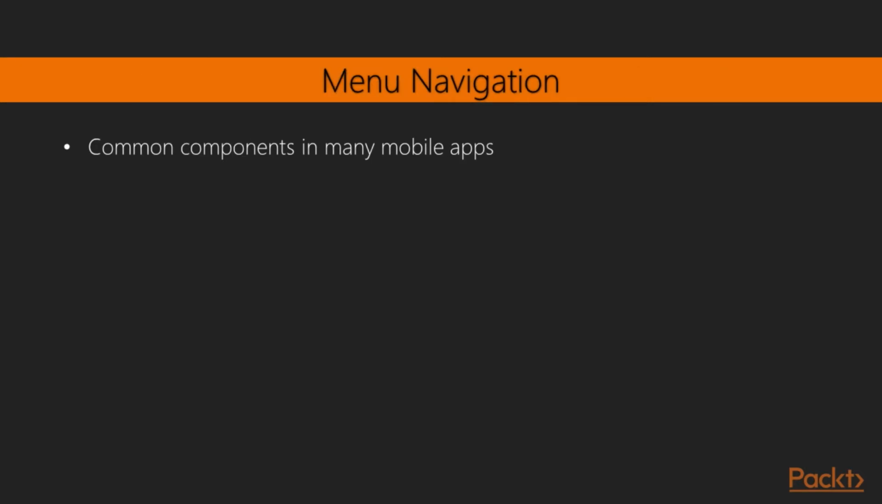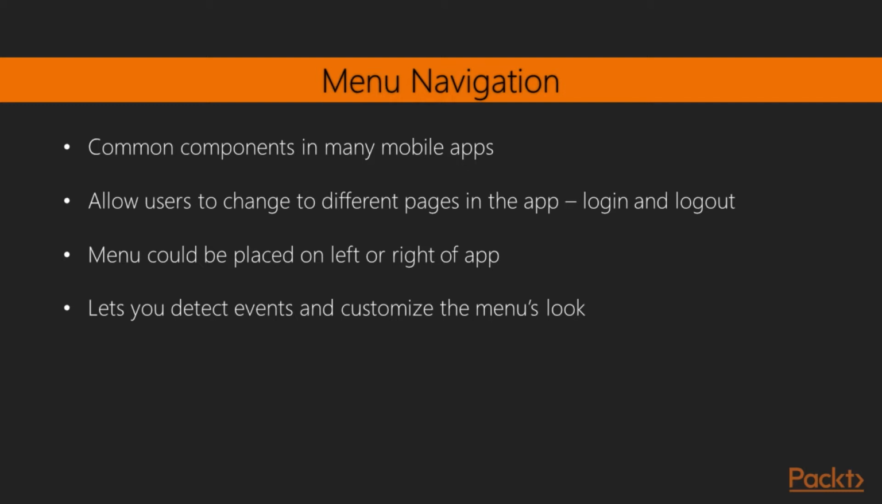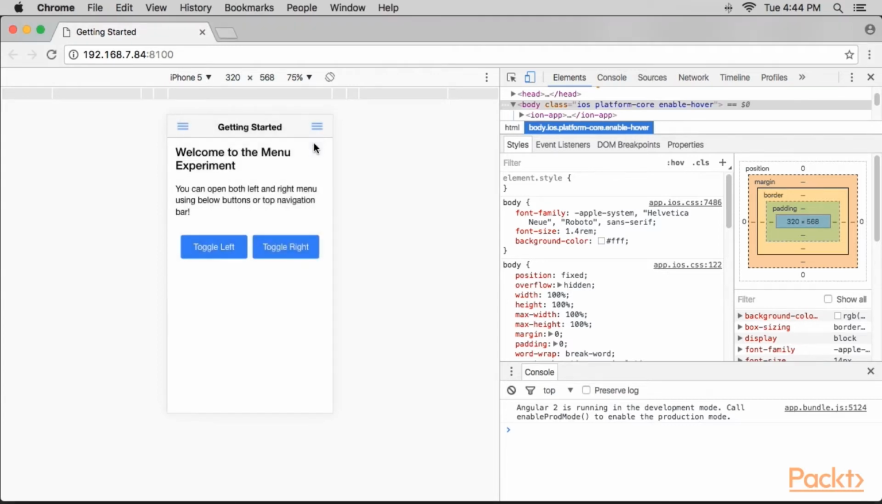Menu navigation is a very common component in many mobile apps. You can use menu to allow users to change to different pages in the app, including log in and log out. The menu could be placed on the left or right of the app. Ionic 2 also lets you detect events and customize the menu's look and feel further. Our app will look like this on the completion of the task. The app will have 2 pages and 2 menus. You can toggle either the left or right menu, but not both at the same time.